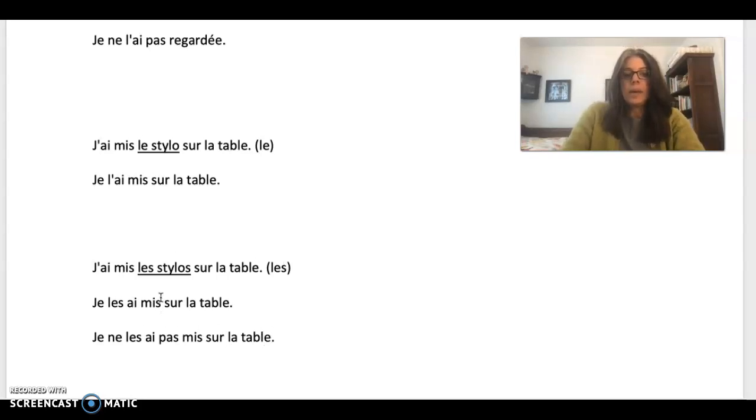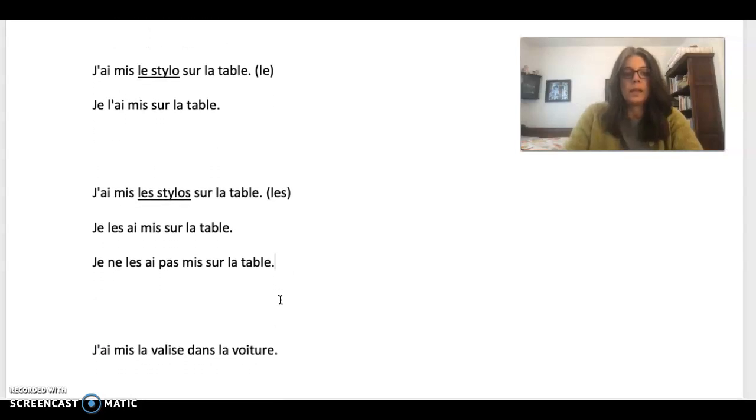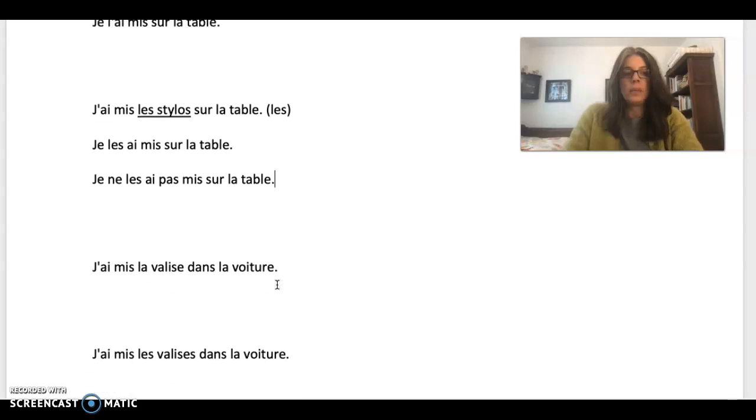All right, so our past participle here, mis, we would want to make it plural, but because it ends with S, there's nothing to do. It already ends in an S. You don't add another S. We just leave it. So that is singular or plural if it's masculine. Okay. All right, let's look at one with a feminine direct object.